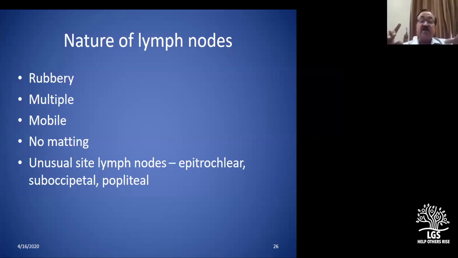Always remember when nodes are present at an unusual site: epitrochlear, suboccipital, popliteal, always think of non-Hodgkin's lymphoma. I already mentioned to you the horizontal group: preauricular, postauricular, suboccipital, epitrochlear. So these are all aids in the diagnosis of a lymphoma.